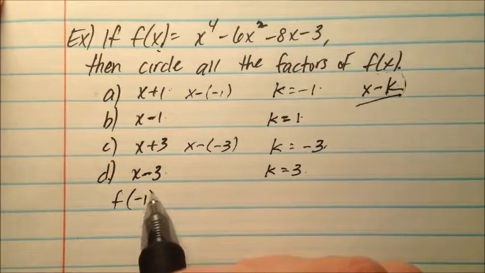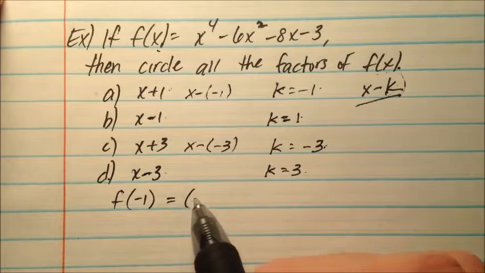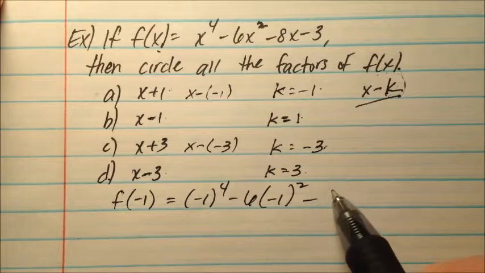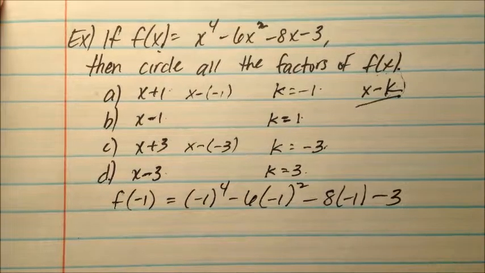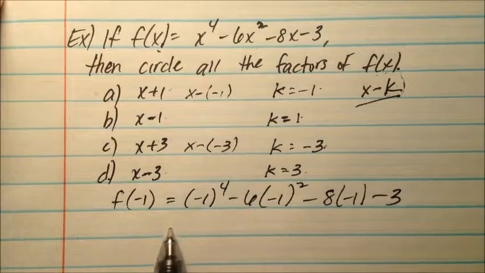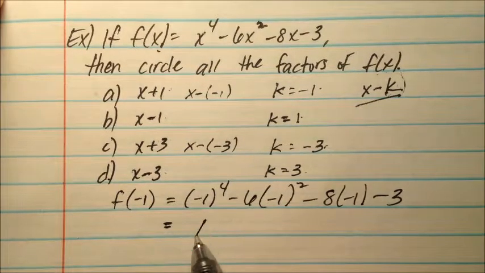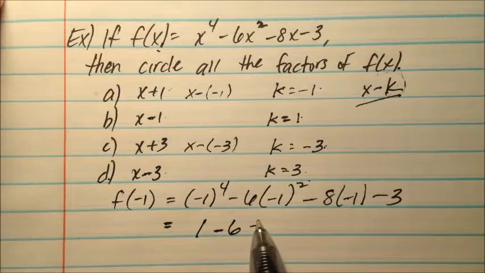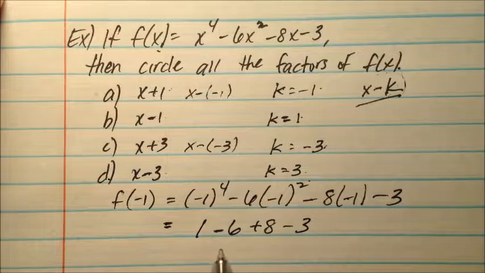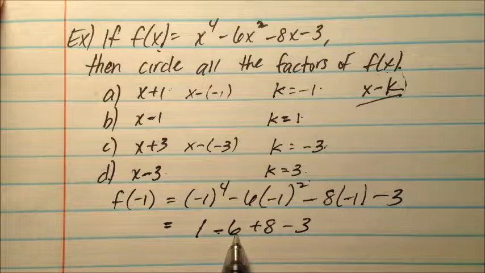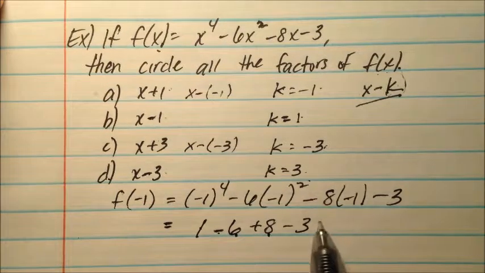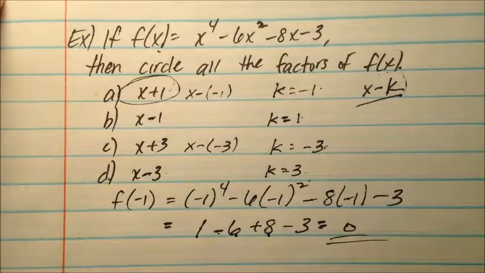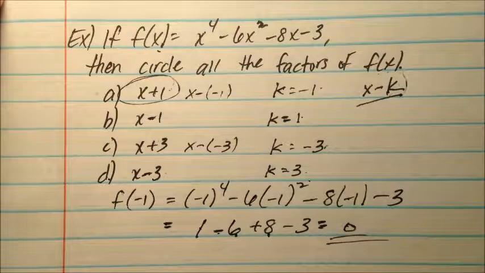So we'll start with negative 1, so f of negative 1: negative 1 to the 4th, minus 6 times negative 1 squared, minus 8 times negative 1, minus 3. Well, negative 1 to the 4th is 1, negative 1 squared is 1, so minus 6, 2 negatives make a positive, and minus 3. So 1 minus 6 is negative 5, negative 5 plus 8 is 3, 3 minus 3 is 0. Hey! So we found a factor, so x plus 1 is a factor.